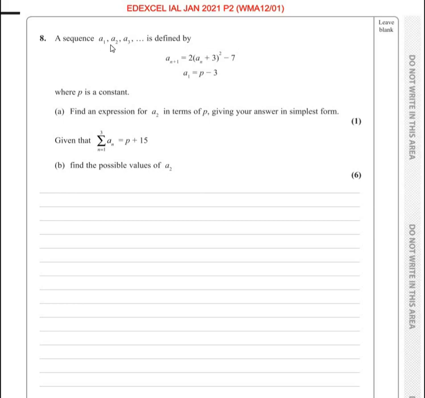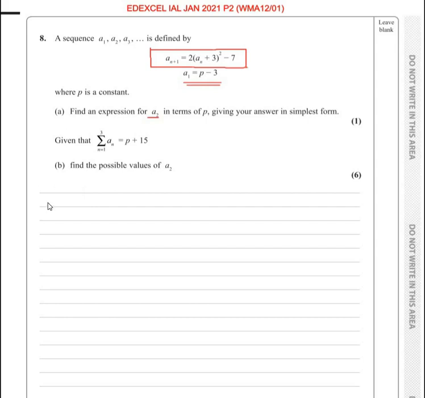A sequence a1, a2, a3 and so on is defined by a(n+1) equals (an + 3) the whole square minus 7, where a1 is given as p minus 3, and p is a constant. Find an expression for a2 in terms of p, giving your answer in simplest form. So this is the general rule given to us to find a2. And as a help, they have given us the value of a1 equals p minus 3.